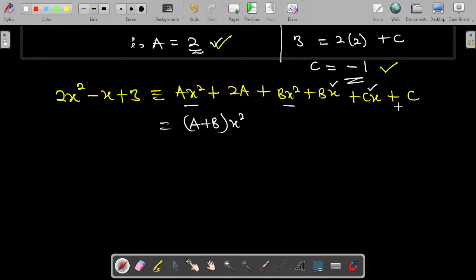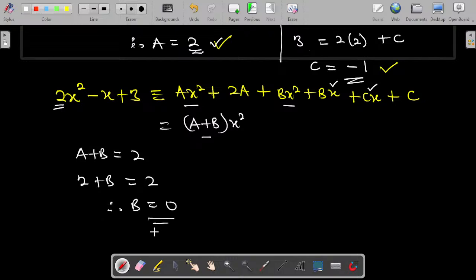Watch what I'm saying. I don't need the rest. So all I now need to do is pick the coefficient of x squared and equate it to the coefficient of x squared here. And that will give you a plus b equal to 2. You already have your a, and that is 2. So you have 2 plus b is equal to 2. Therefore, our b is going to be equal to what? 0.